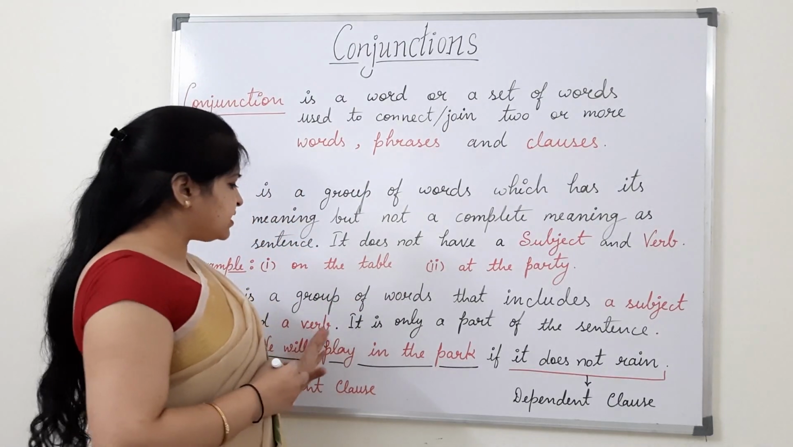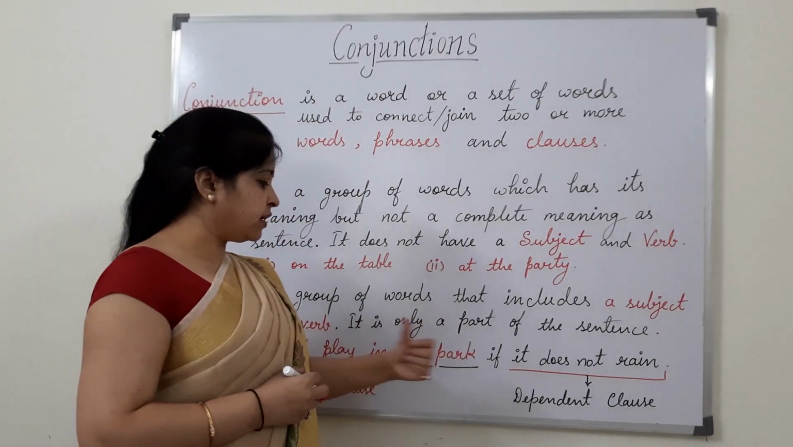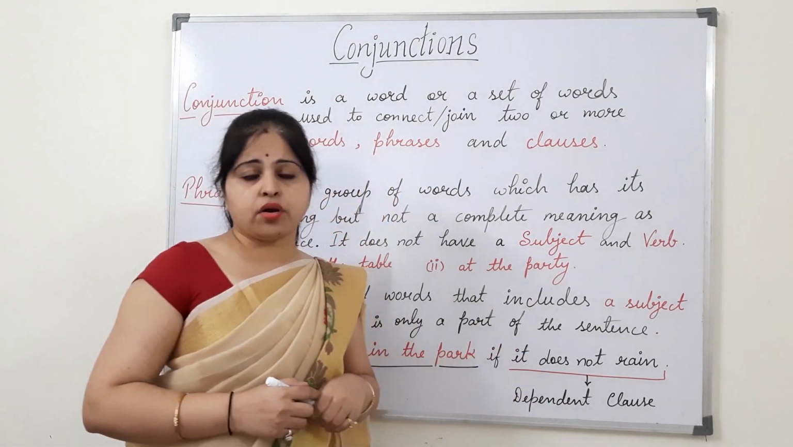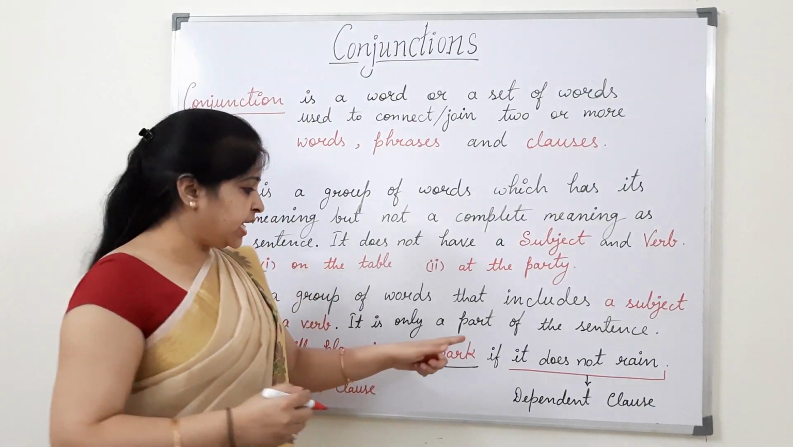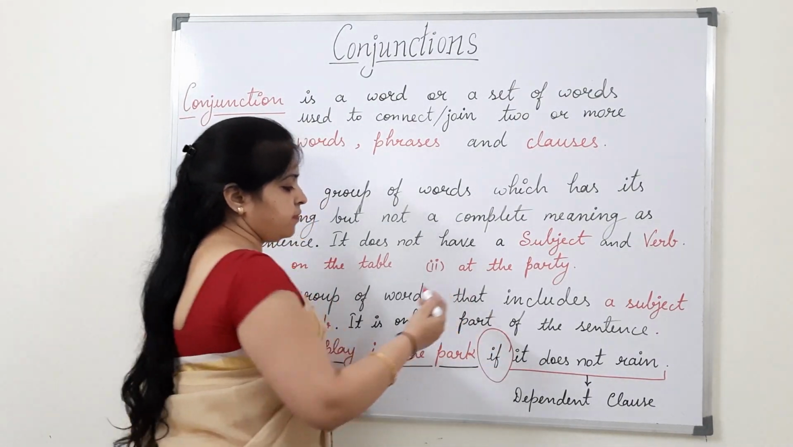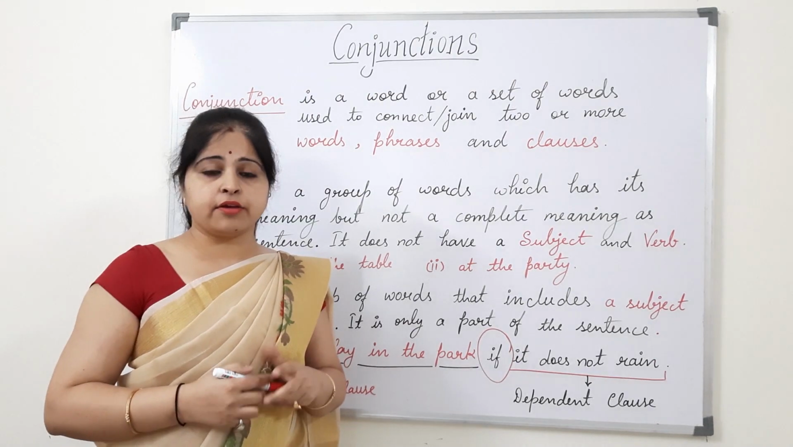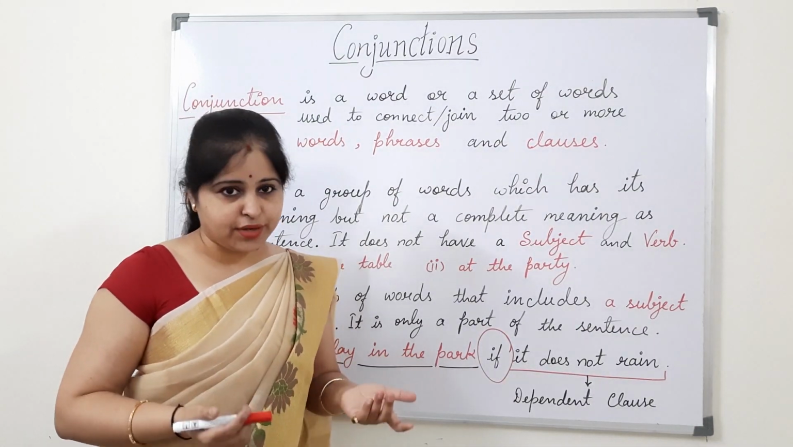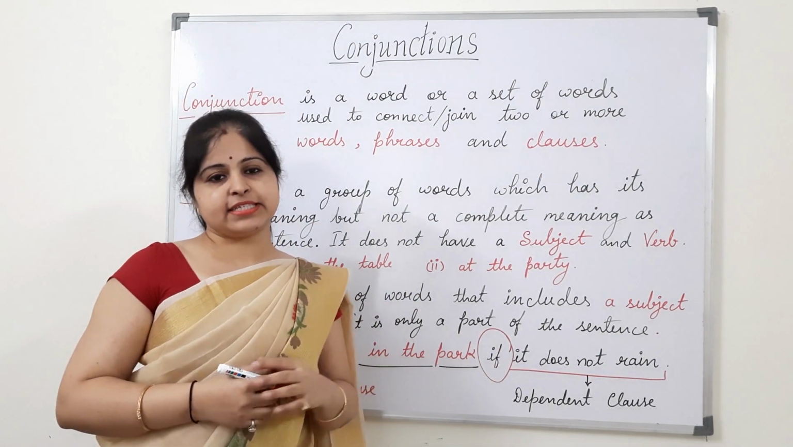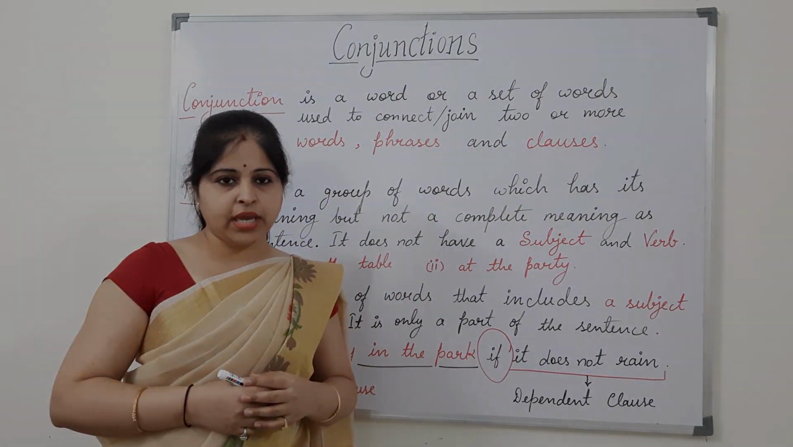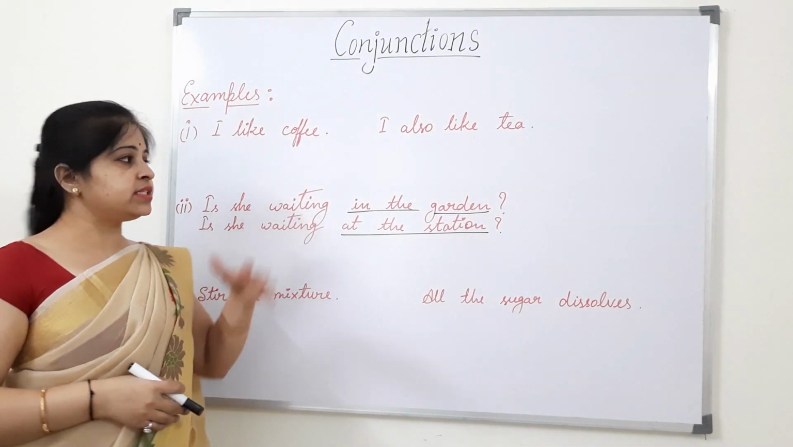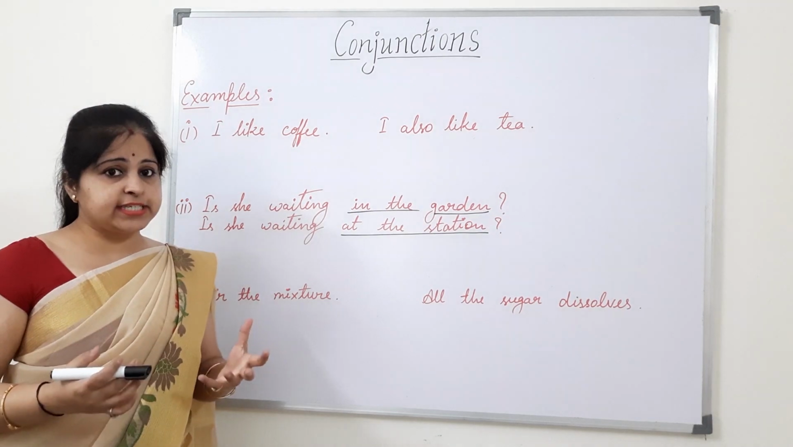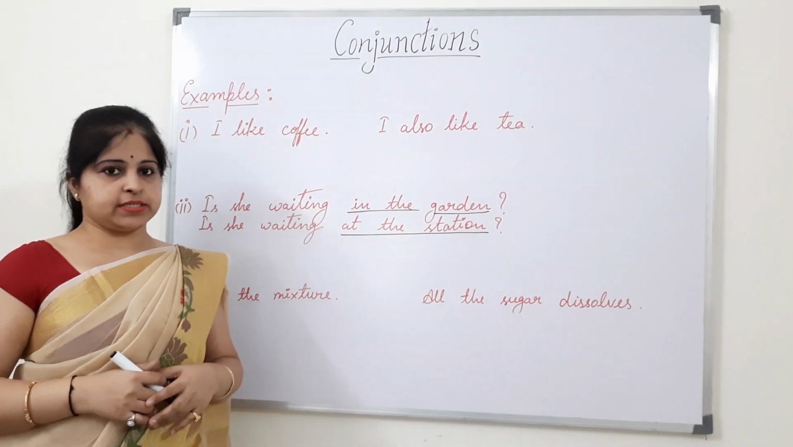Now, what is the thing which is connecting this independent and this dependent clause? Yes, if. What is if? If is a conjunction which is joining two clauses in this sentence. Okay children, so with some examples, let us see how conjunctions join two words, phrases and clauses.